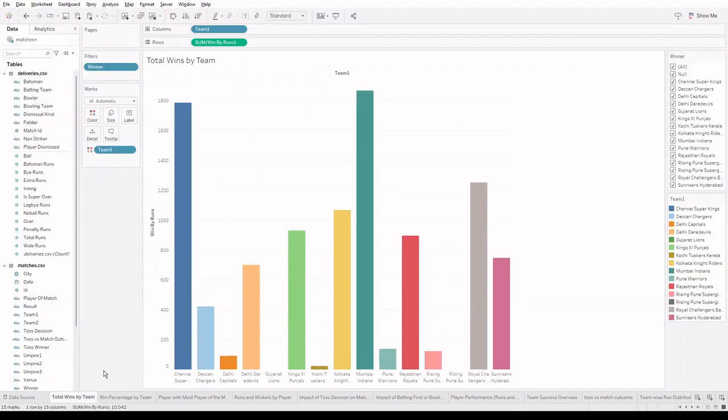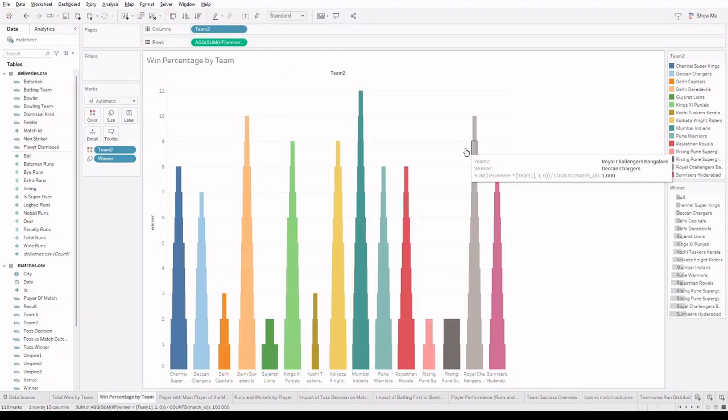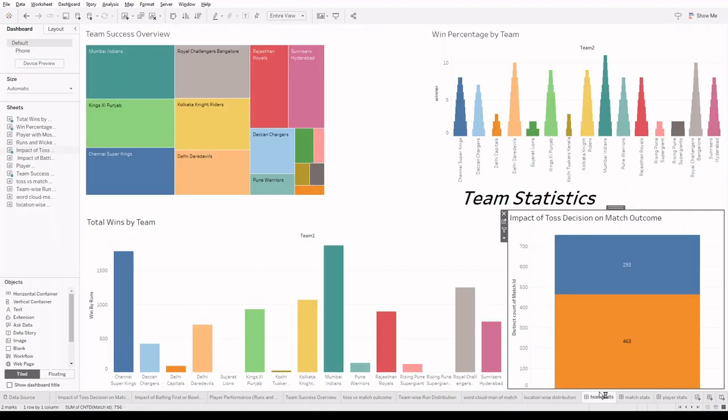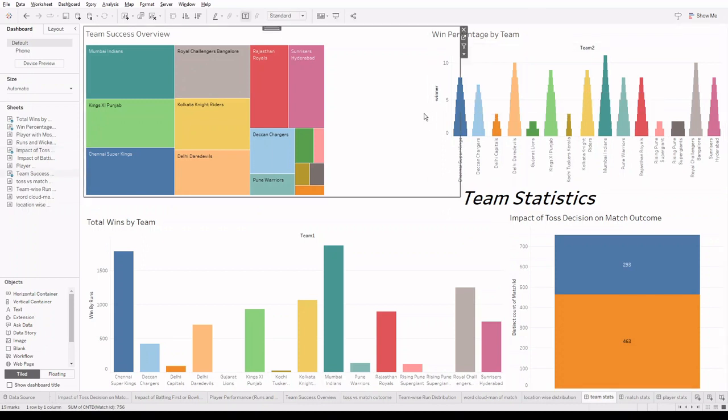Here we have different graphs. I have created plenty of graphs, but for the dashboards I have only selected a very few important ones. So coming to the first, the team's statistics dashboard.